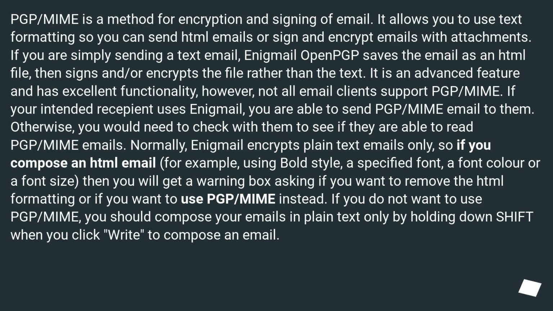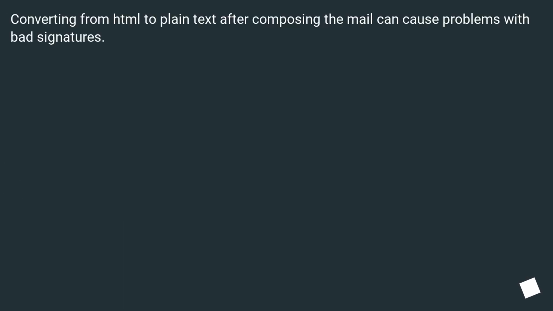Normally, Enigmail encrypts plain text emails only, so if you compose an HTML email, for example, using bold style, a specified font, a font color or a font size, then you will get a warning box asking if you want to remove the HTML formatting or if you want to use PGP/MIME instead. If you do not want to use PGP/MIME, you should compose your emails in plain text only by holding down Shift when you click Write to compose an email. Converting from HTML to plain text after composing the mail can cause problems with bad signatures.